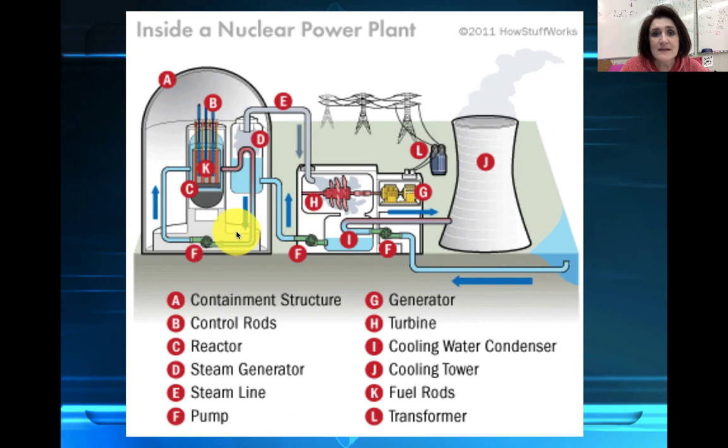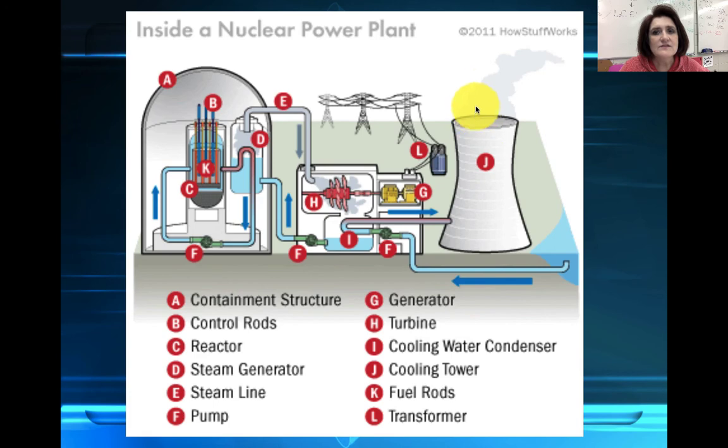E is the steam line. F are pumps that pump the water into and out of wherever they need to go. G is the generator itself, because remember, the steam comes and it turns the turbine, and that goes into the generator, therefore producing electricity. L is that transformer. I is the first cooling water condenser, and J is actually a cooling tower.